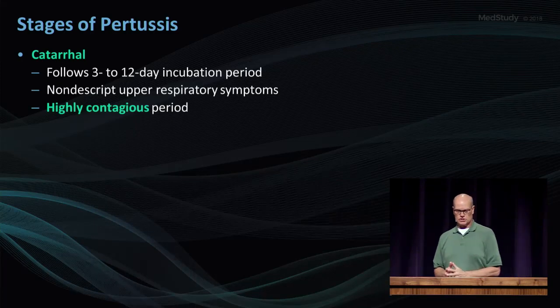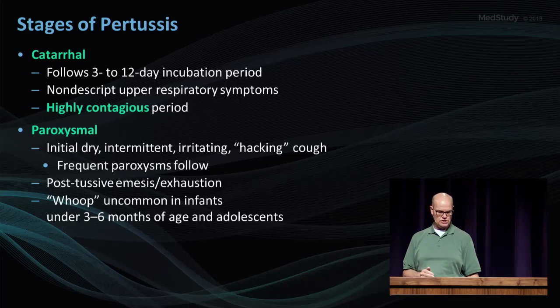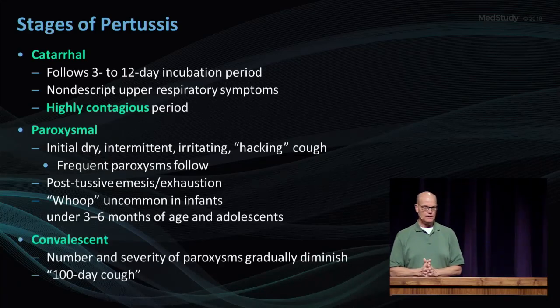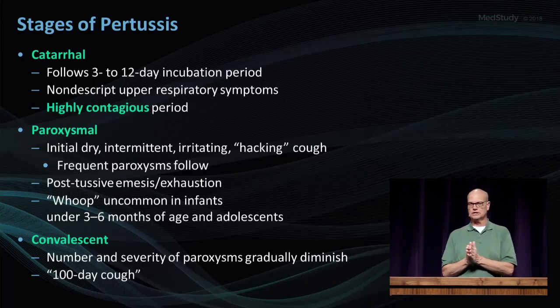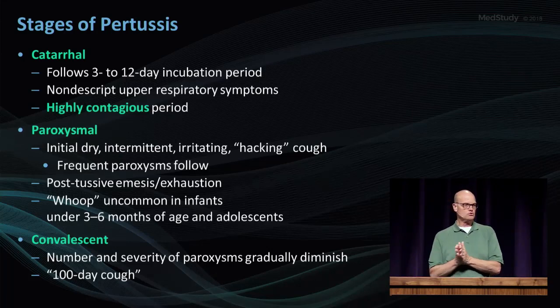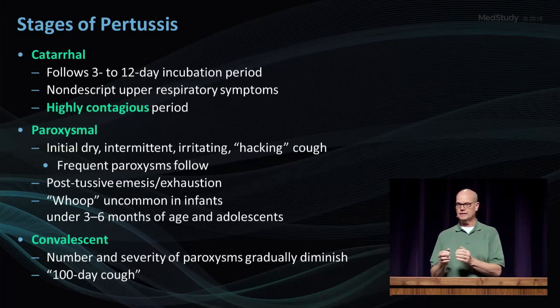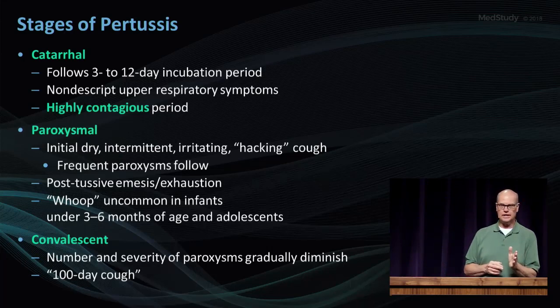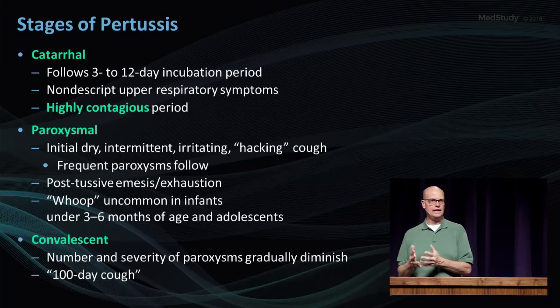So there are 3 stages: the catarrhal stage, the paroxysmal stage, and the convalescent stage. Remember, it was mentioned in the ID talk that the period that is most contagious is the period that basically looks like a URI. And that's one of the reasons that pertussis continues to be seen today, because it is spread amongst an at-risk population prior to the time that the paroxysmal cough begins and the disease is recognized.